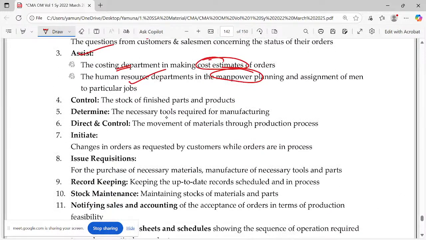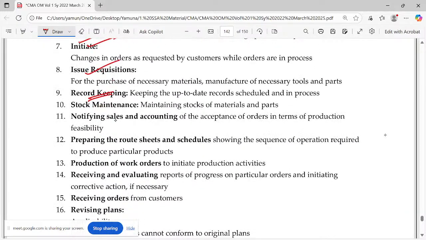You take control over the stock of finished parts and products. You determine the necessary tools that are needed for manufacturing. You take the direct and control. You initiate it. You issue requisitions. You go for record keeping. Yes, you have to keep up to date records. You go for stock maintenance. How you notify the sales and accounting. How you are going to prepare the route sheets and how you are going to prepare the schedules because it has to be predetermined.